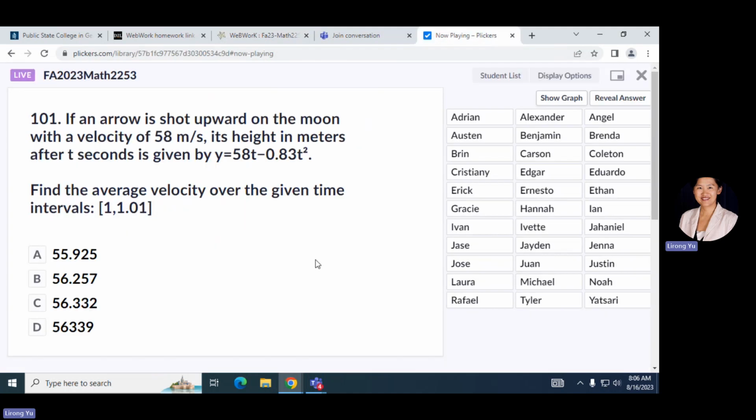This was a question that we were doing yesterday. It's similar to the question that we had about the flying objects, one of the very common problems in physics. In this question, we were given the position function, so the formula is given. We want to find the average velocity from 1 to 1.01. This is very similar to the second example on the homework assignment.